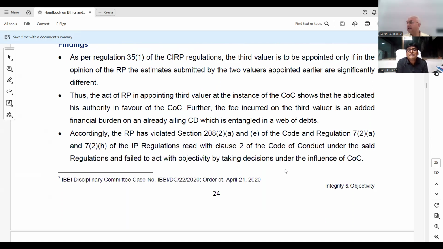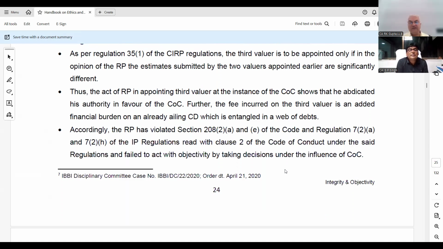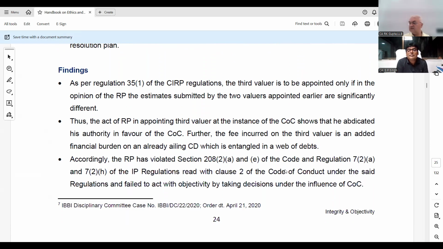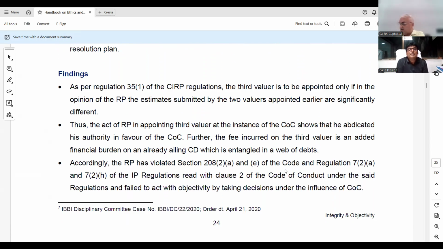But as of now, if we see regulation 35(1), let us read regulation 35(1) of the CIRP regulations. So what does it say? As of now, whether there is any change, let us see. Whether the COC can also mandate that you appoint the third valuer? This is the question.